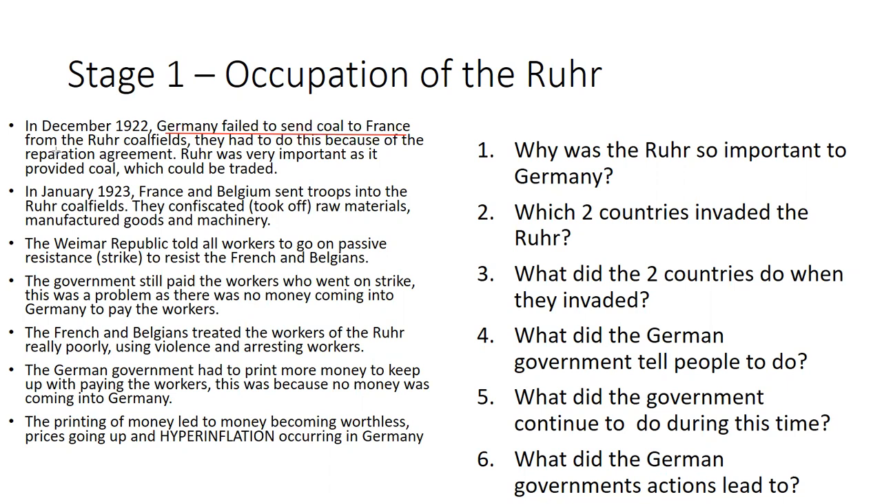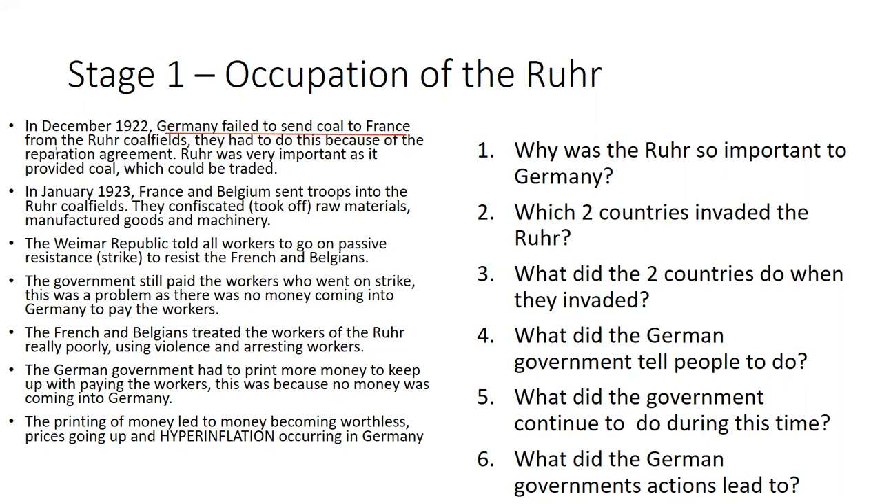Now, as a result of this, the Weimar Republic, the president, said that all workers should go on passive resistance, which is a strike to resist the French and Belgians. Now, this was a problem because if the government told workers to go on strike, the workers still need to be paid, but there's no money coming into the area. So as a result, this was a problem because no money was coming into Germany.